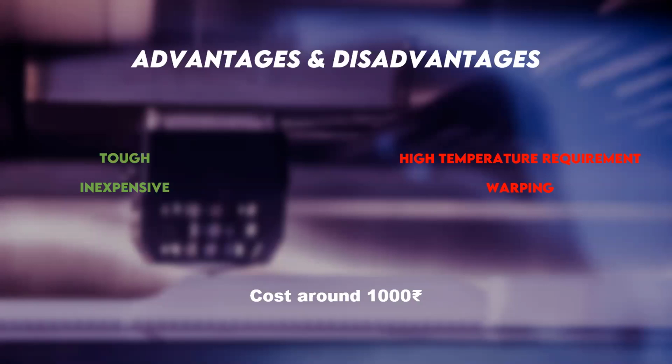PLA is the easiest. I mean, it requires nothing. It just needs the temperature to be around 180 to 200, or let's say a maximum of about 210 degrees Celsius. It will print fine. But when it comes to nylon, it requires around 260 to 270 degrees Celsius. And it costs around 1000 rupees, so it's comparatively cheaper.